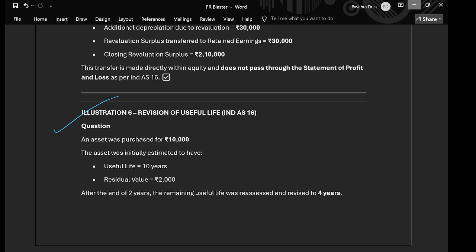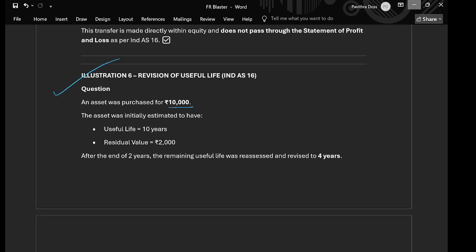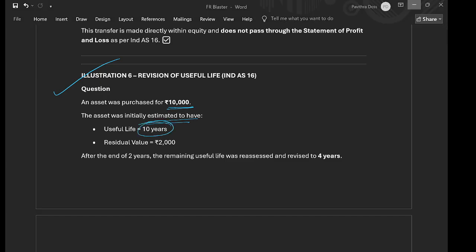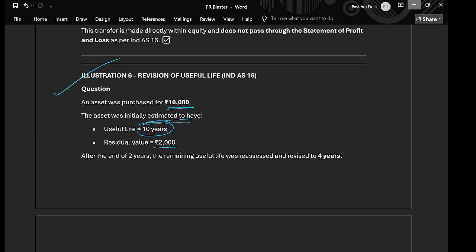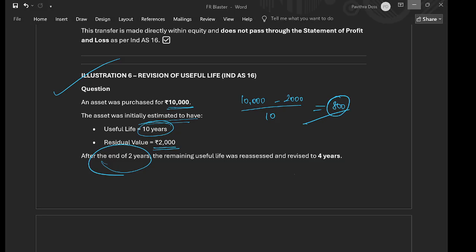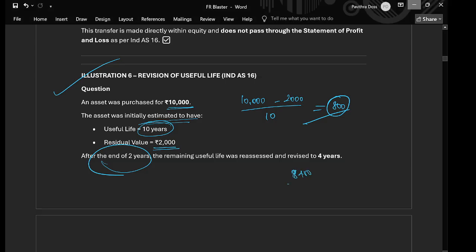Now, illustration 6. An asset was purchased for 10,000. The asset was initially estimated to have a useful life of 10 years and the residual value is 2,000. So 10,000 is the value, the residual value is 2,000, and the useful life is 10 years. So what is the depreciation? 10,000 minus 2,000 divided by 10, so 800 is the depreciation. For 2 years we are going to charge 800 and 800, so the carrying amount will be 8,400.